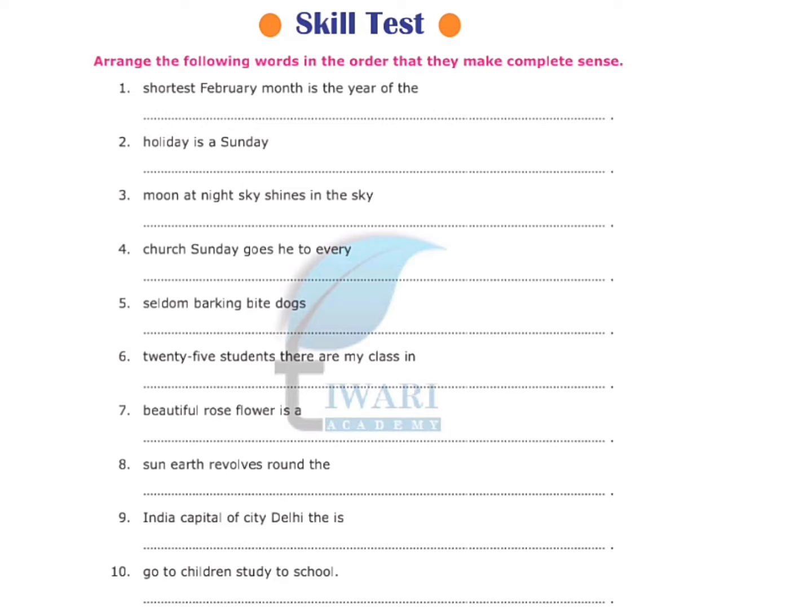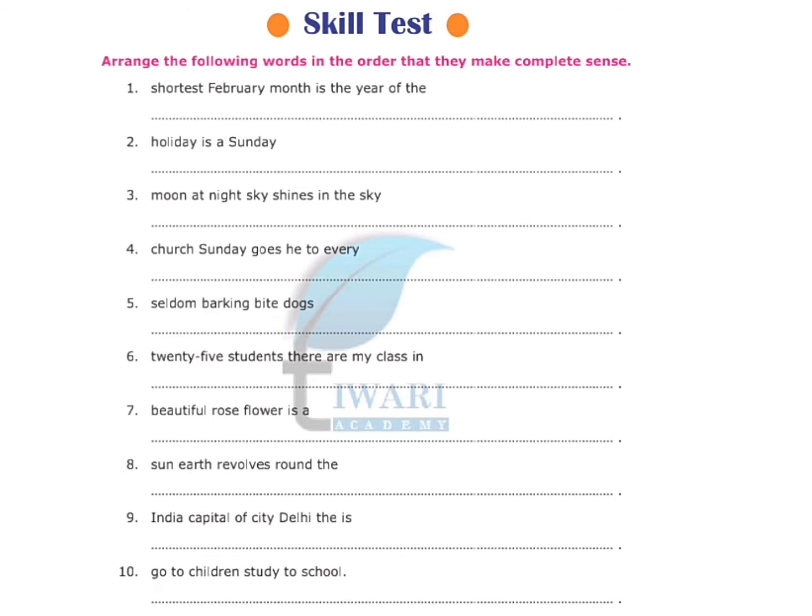February is the shortest month of the year. Sunday is a holiday. In the sky moon shines at night. He goes to church every Sunday. Barking dogs seldom bite. There are 25 students in my class.